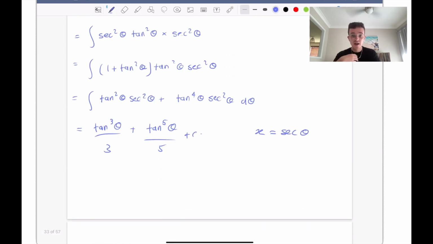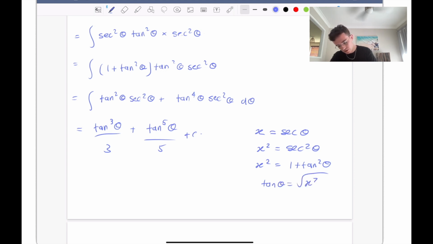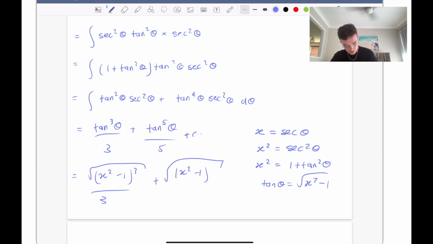I know that sec squared of x is 1 plus tan squared of x. So let's say x squared is equal to sec squared of x, or sec squared of theta, which means x squared is 1 plus tan squared of theta, which means tan squared of theta is x squared minus 1, which means tan of theta is the square root of x squared minus 1. So we can say this is the square root of x squared minus 1 to the power of 3 on 3, plus the square root of x squared minus 1 to the power of 5 on 5 plus c.